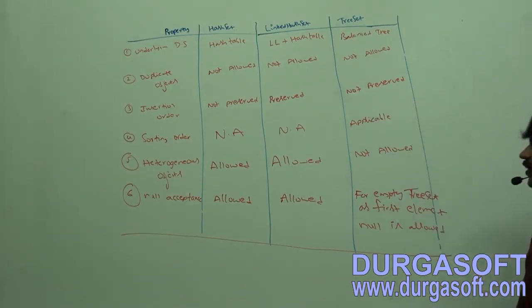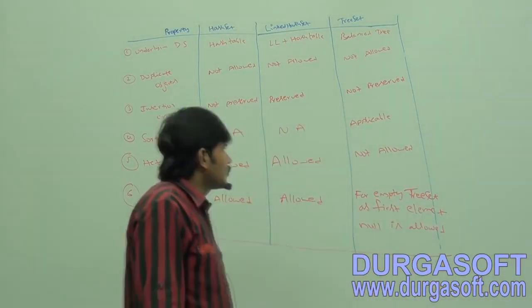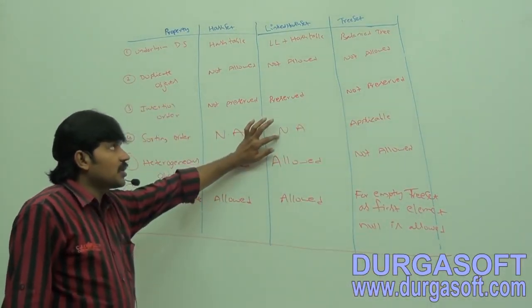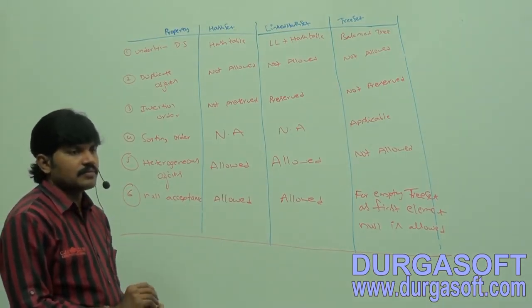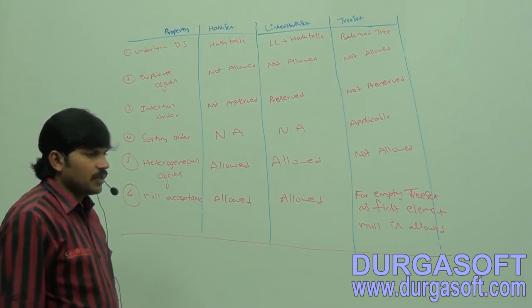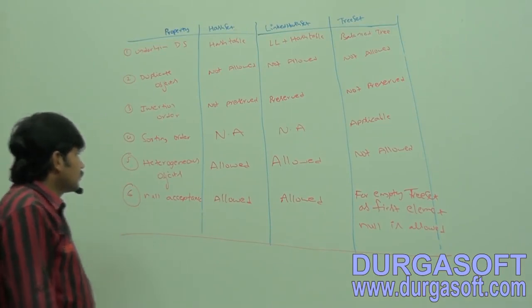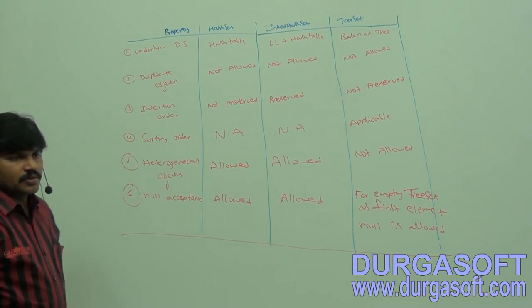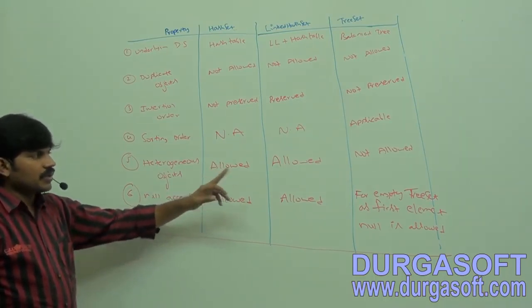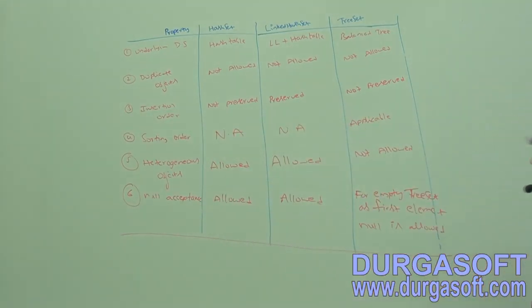Next, what about sorting order? For a hash set, it never talks about sorting. That's why not applicable. Linked hash set also not applicable. Next, tree set, applicable or not? For a tree set, applicable. Not applicable, not applicable, applicable. Next, heterogeneous objects: allowed, allowed, not allowed.